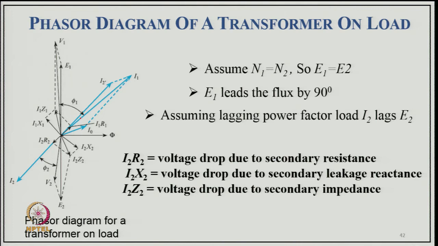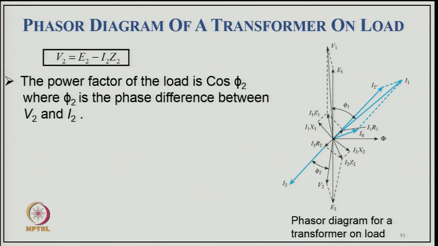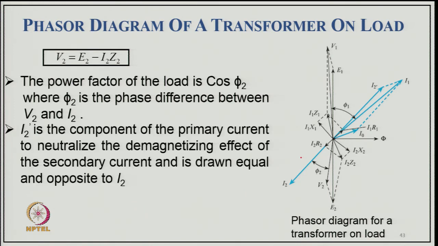So this is a practical transformer, where for simplicity you can consider N 1 equal to N 2, and E 1 lags by the power factor angle, with the remaining drops considered practically. From the phasor diagram, V 2 equals E 2 minus I 2 Z 2. The power factor of the load is cos phi 2, where phi 2 is the phase difference between V 2 and I 2, the load power factor angle, which influences the supply power factor. If the load power factor angle is leading, it is possible to get a leading power factor on the supply side too, which can even compensate for the magnetizing current.